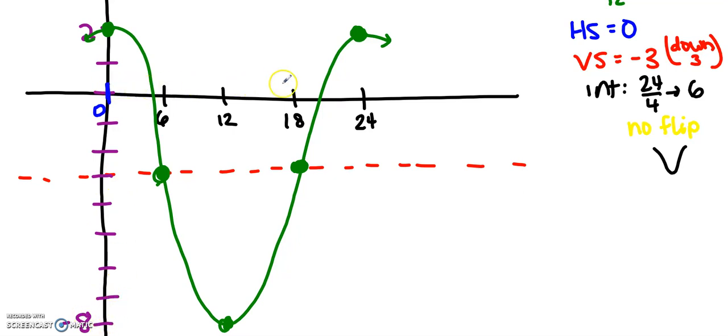So then when I count my intervals this way, I start at 0, count 6, 12, 18, 24. This did not have a flip, so I know I need to start at my maximum, which was 2. Then at my next tick mark, I need to cross the midline. I'm not crossing the x-axis, I'm crossing the midline. Then the lowest or the minimum value, back to the midline, back to the highest.